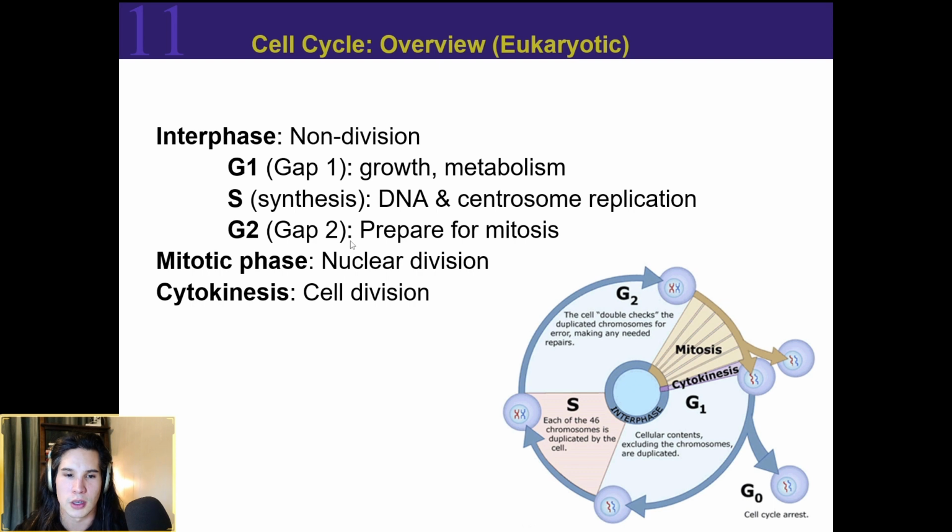Now, after your S phase, you're going to transition into G2 phase. And in G2 phase, you're going to grow a little bit more in preparation for mitosis. And then mitotic phase, that's actually the whole multi-step process of nuclear division. And then lastly, after your nucleus has divided, you're going to undergo a process called cytokinesis, which is the physical division of the cell.